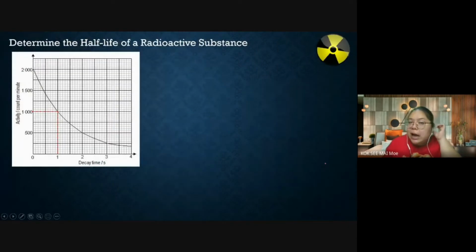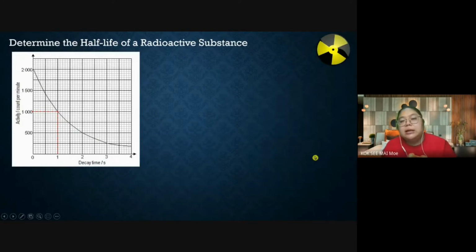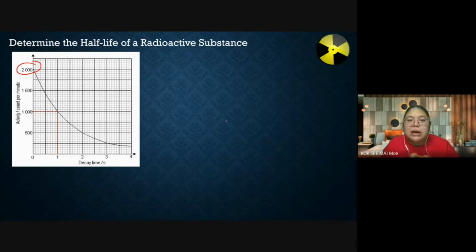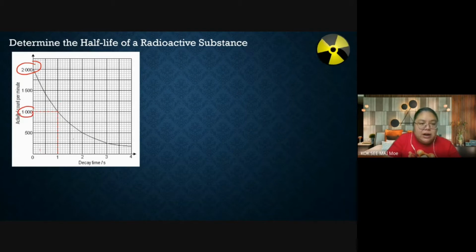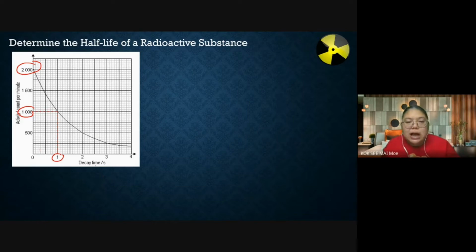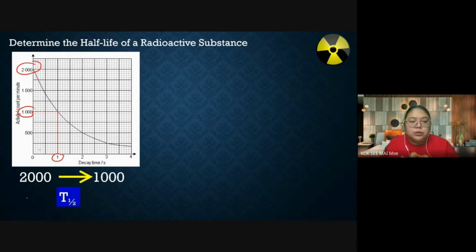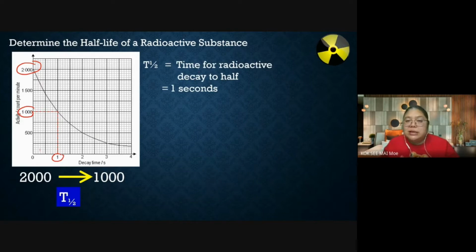Okay, determining the half-life: from the graph, we can determine the half-life. The original is 2000. When it becomes half, it becomes 1000. So you can see the graph, they show you already. When it becomes 1000, how long is the half-life? This one is 1 second, only 1 second. So from here, 2000 becoming 1000 is what we call half-life. The half-life is the time taken for the radioactive material to decay to become half.